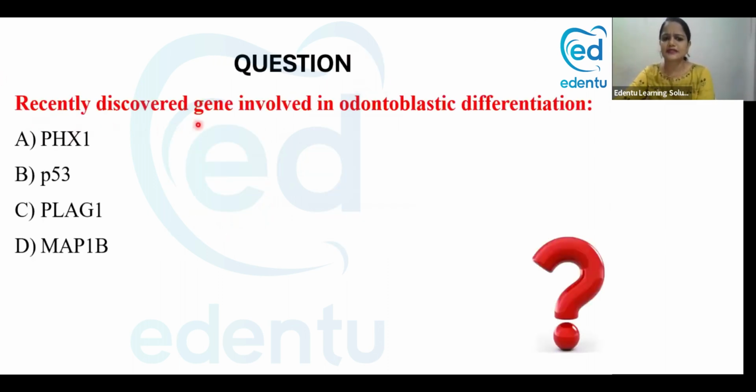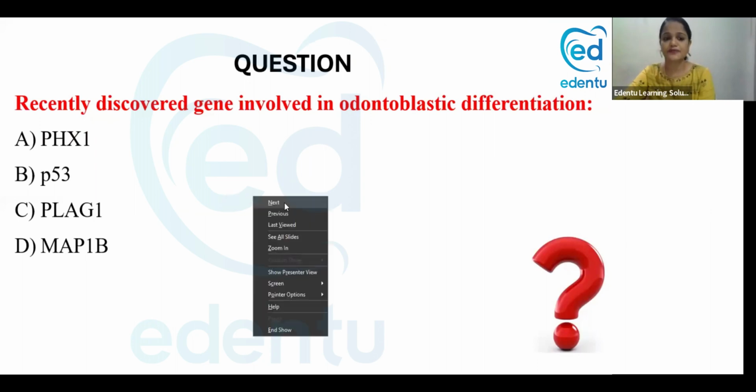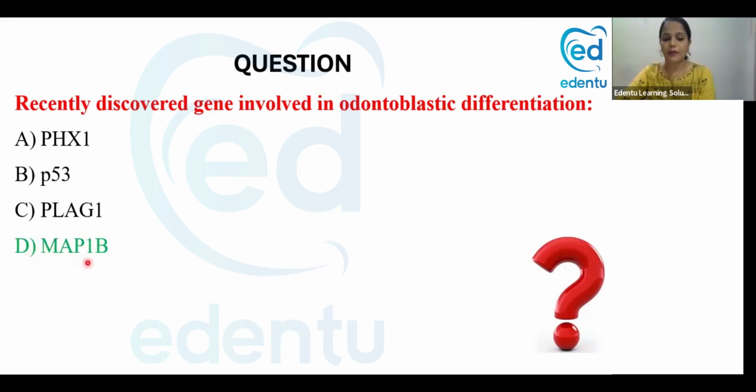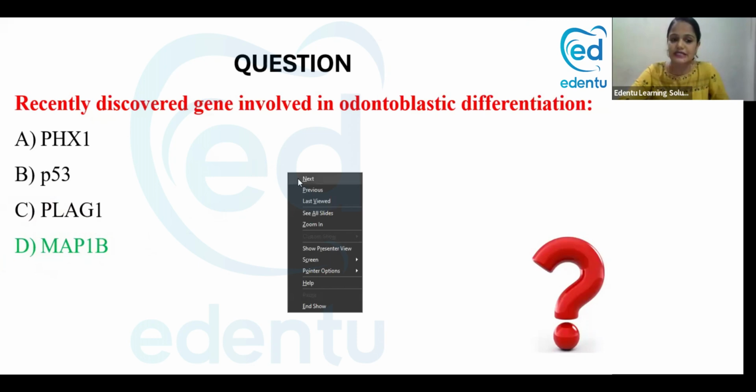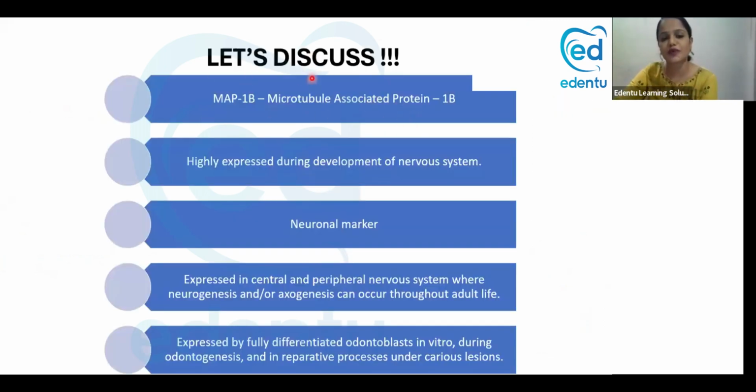Now, a recently discovered gene that is involved in odontoblastic differentiation. This is a little bit of a hard question. The recently discovered gene is option D, the MAP1B gene. Remember the gene names, because sometimes in oral pathology and histology, if they want to make the question paper very tough, they can ask this also. So the gene mainly involved in odontoblastic differentiation, discovered recently, is the MAP1B gene.